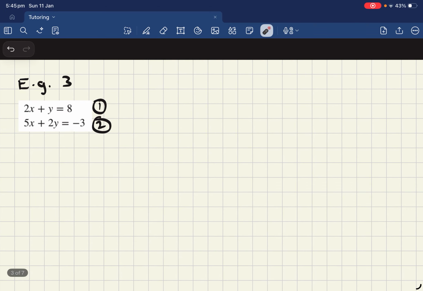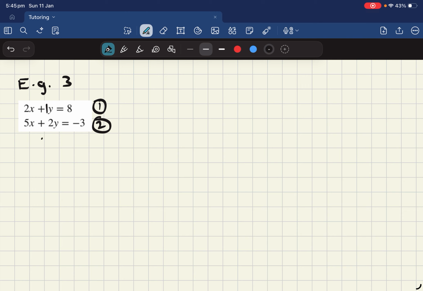So what we're going to do is see how we can get one of the coefficients to match up with one of the other ones. Now, just looking at the y here, because it's on its own, we assume that the coefficient is 1. So it's really easy to get 1 to 2 by multiplying by 2. That will make equation 1 have a coefficient of 2 in front of the y. Before we can do any elimination, we need a pair of coefficients to be the same.